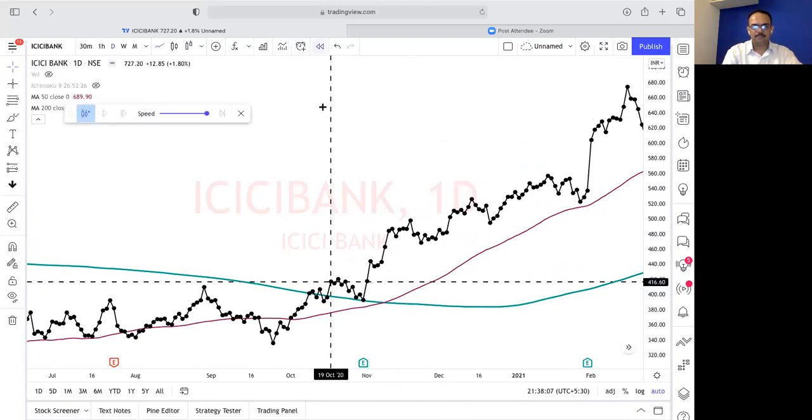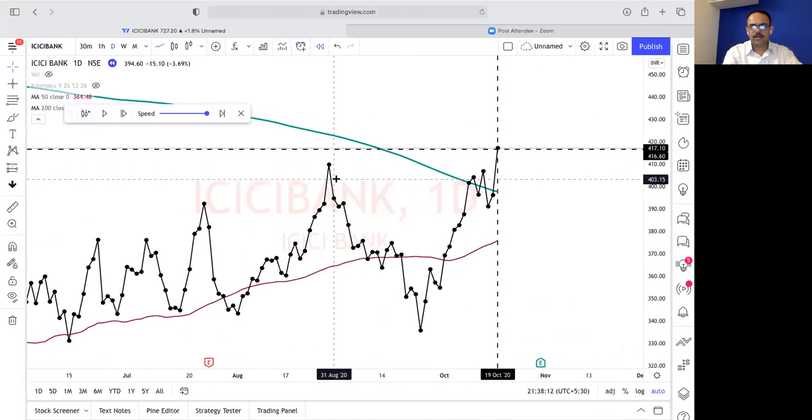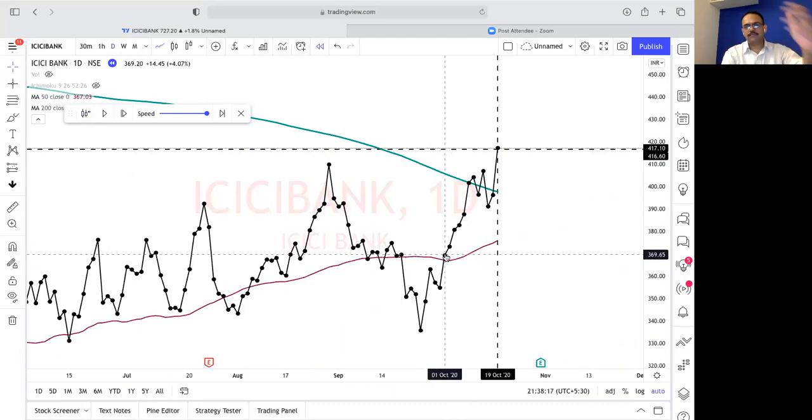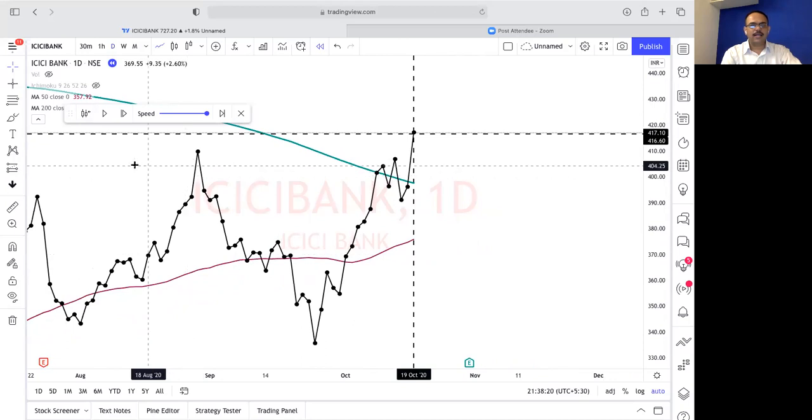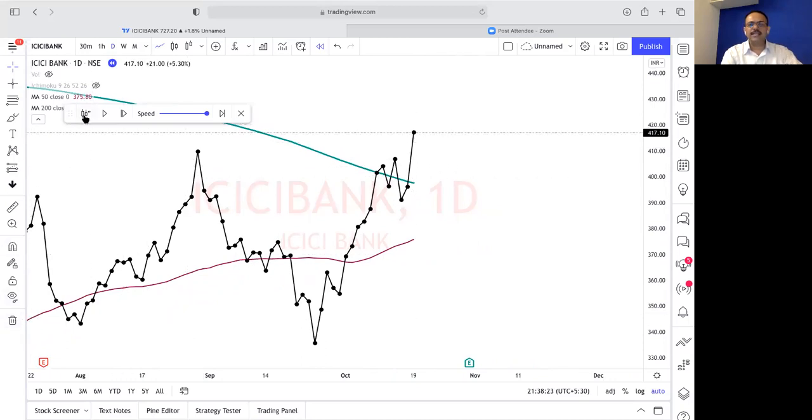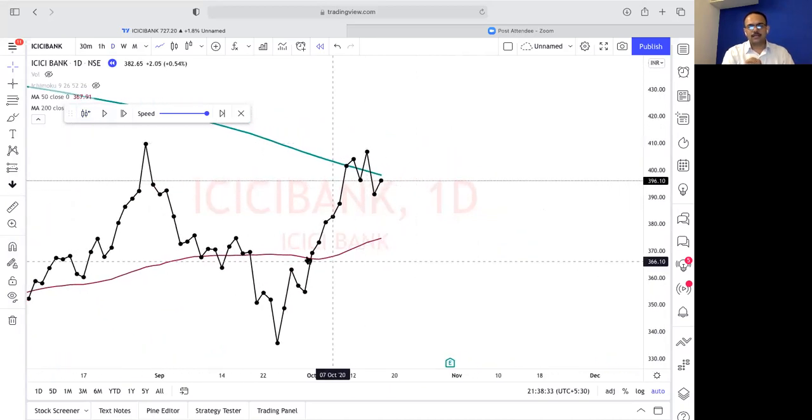Again, if I replay it, now this is the 200-day moving average. With the 50-day we would have bought here. Now the difference is, in the 200-day, it is a little slow, okay? The 50-day, when we were doing our crossover, it crossed here and we bought our share at 369.